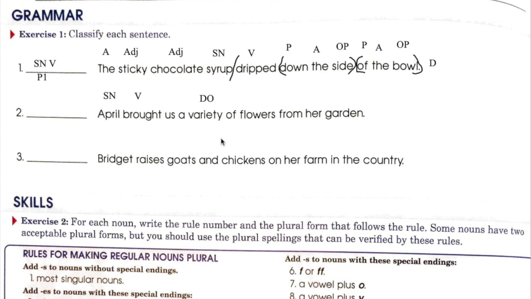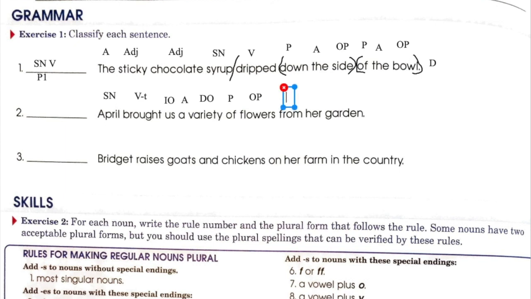April brought a variety to whom? Us. If we're answering to whom, it's going to be an indirect object. Let's, of course, change the verb to a verb transitive because we have a direct object. A is always an article adjective. Of is always a preposition. Of what? Flowers, object of the preposition.